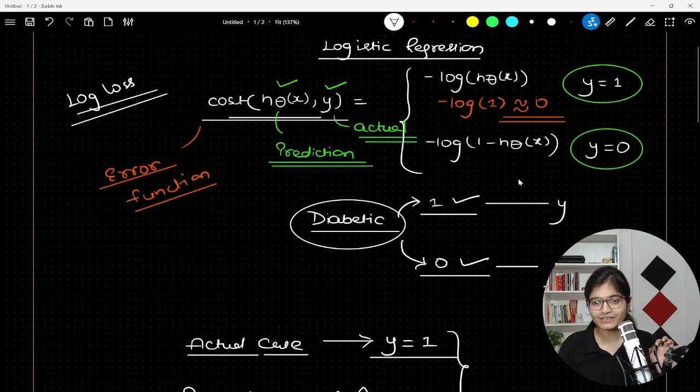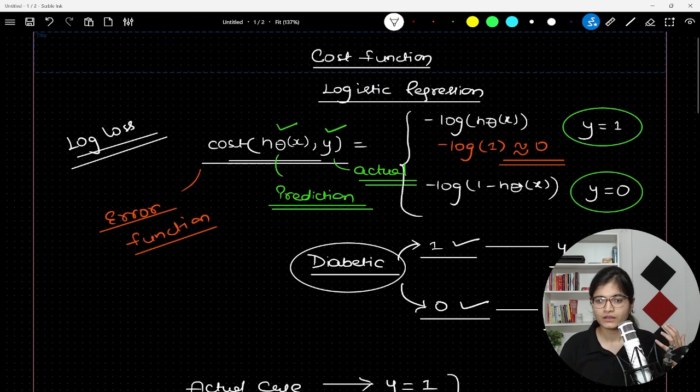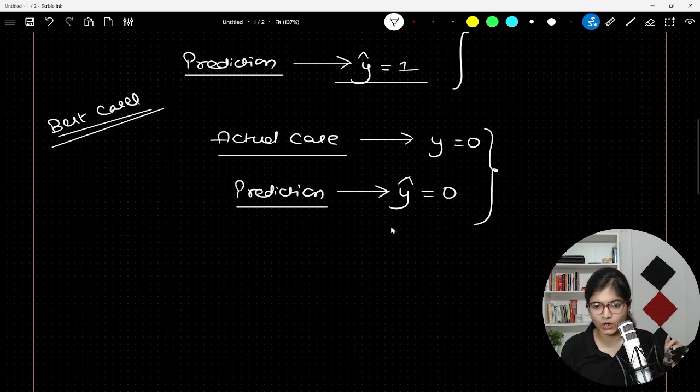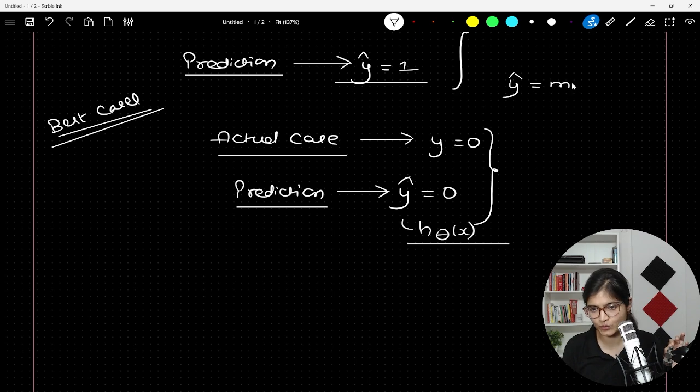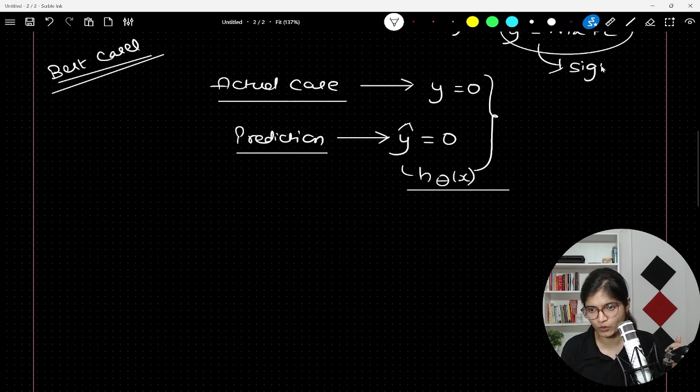Okay? Now, when you are saying that the value of y is 0, means the patient is not diabetic, and my algorithm is also predicting that the patient is not diabetic, means the value of y cap is also 0. By the way, when I'm saying y cap or when I'm saying h theta, this is one and the same thing, h theta of x. In a few websites, you will observe that they use y cap, which is equal to mx plus c. Especially in my last video, I took this particular equation and tried to solve it on top of a sigmoid function. I hope you all remember.